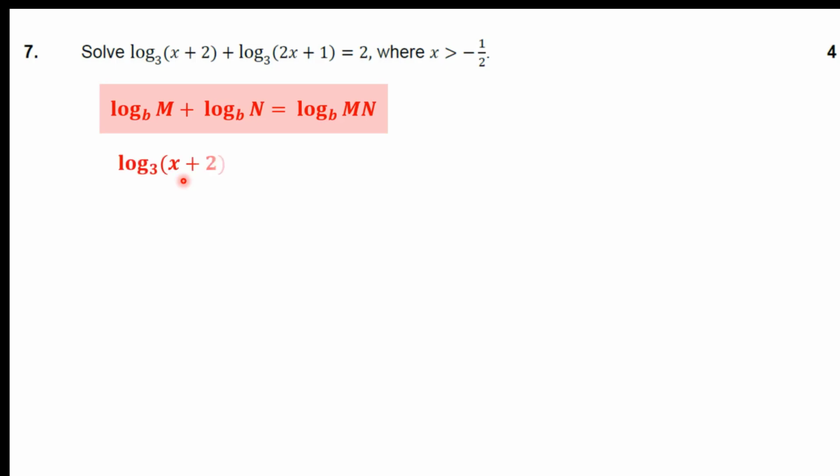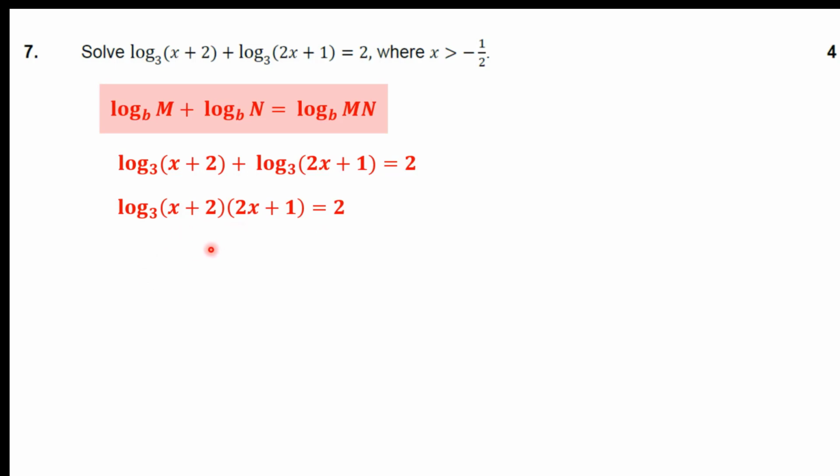So here's what we have. m is equal to the first bracket, n is equal to the second bracket. So when we take the left-hand side, we can then go log of the two brackets multiplied together, base 3, is equal to 2. Now when you take the log of a number, the answer 2 is the power to which 3 is raised to give you this number, the x plus 2 and the 2x plus 1.